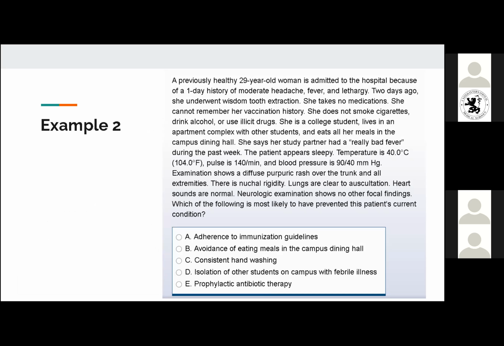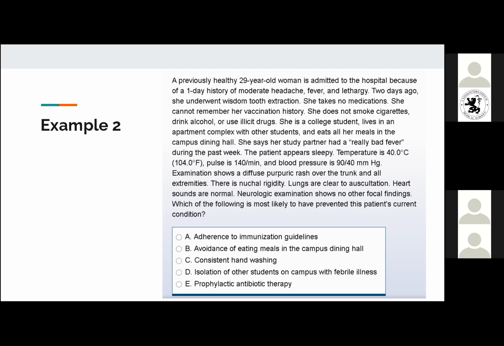So we have a previously healthy 29-year-old woman. She was admitted to the hospital because of a one-day history of headache, fever, and lethargy. Two days ago, she underwent wisdom tooth extraction. She takes no medication. She cannot remember her vaccination history. She does not smoke cigarettes, drink alcohol, or use illicit drugs. She is a college student, lives in an apartment complex with other students, and eats all her meals at the campus dining hall. She says her study partner has had a really bad fever during the past week.